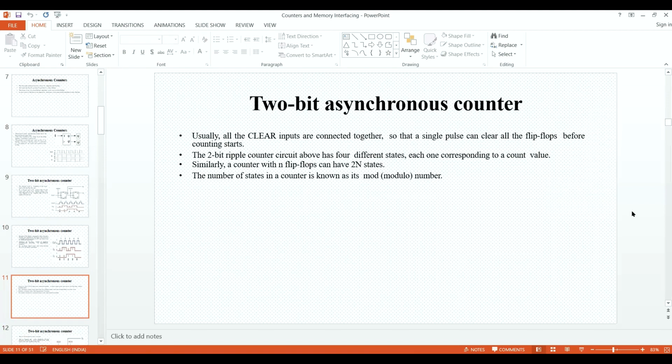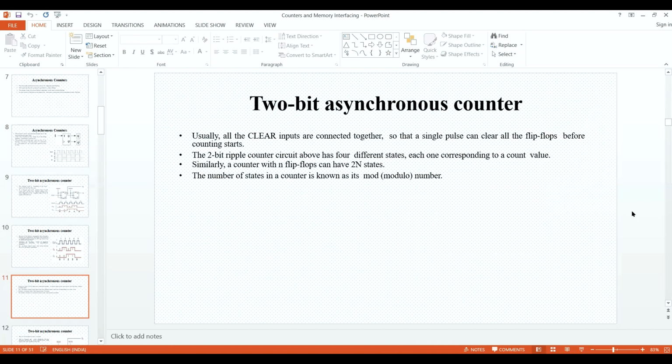All the clear inputs are connected together. I would share one video of an experiment implementation of this counter using a 7-segment display. So you will see that whenever we are going to use an IC, all the clear inputs are connected together, so that one single pulse can clear all the flip-flops. For a 2-bit counter, we require 2 flip-flops. But how many states do we have? 2 to the power n states. That is very, very important. Okay, so 2 to the power n states because we are having a Q and Q bar.